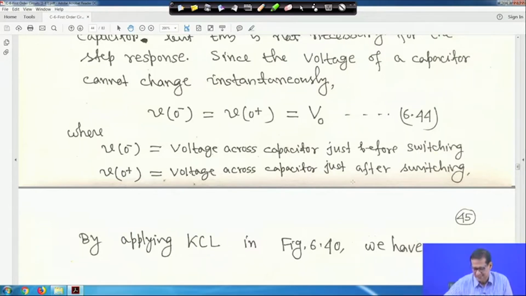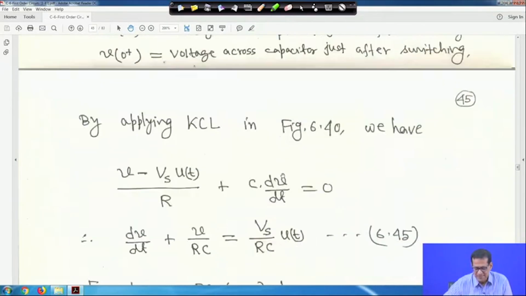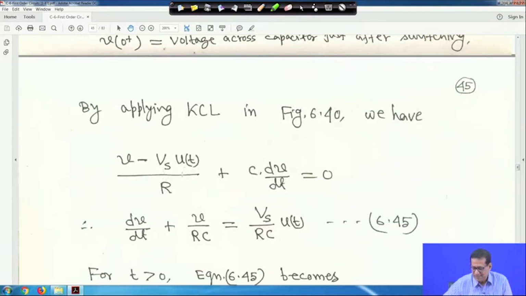just after switching, right. Now, applying KVL, I told you it is (V minus Vs u(t)) upon R plus C dV by dt. This already I have told you, and for t greater than 0, this u(t) is 1. So, it will be basically (V minus Vs) upon R plus C dV by dt is equal to 0.